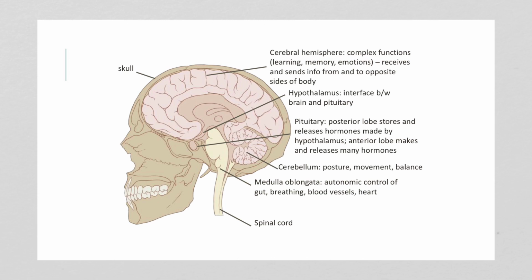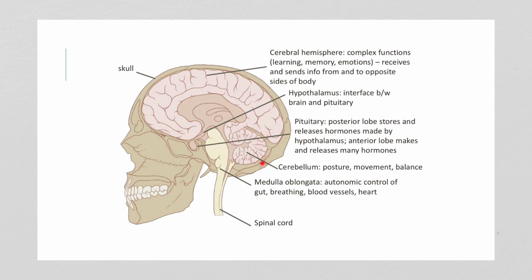So I mentioned that before. The hypothalamus is down here. It's the interface between the brain and the pituitary gland. It's kind of the control center. And remember, the pituitary gland is right here. The posterior lobe stores and releases hormones made by the hypothalamus. And then the anterior lobe, the one at the front, makes and releases many hormones. But their release is still triggered by the hypothalamus.